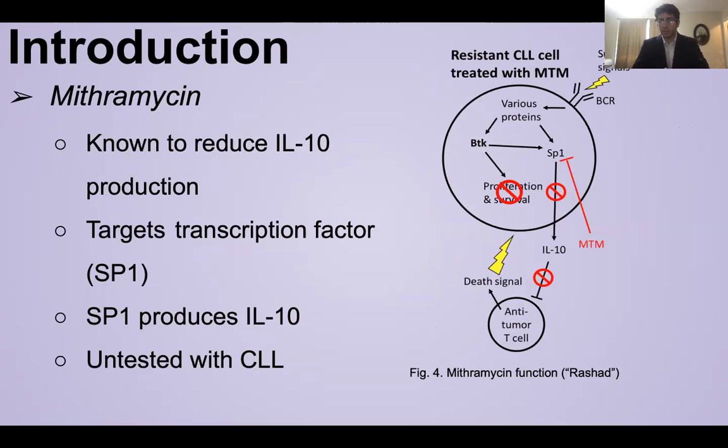And as you can see in figure 4, this shows the function of mithramycin. As you can see, it completely bypasses BTK and instead targets SP1, which, as I mentioned before, is the transcription factor responsible for IL-10 production. So by targeting SP1, this in turn reduces the production of IL-10 and allows these cancerous cells to stop the proliferation and survival while also letting the immune system fight off the cancer.